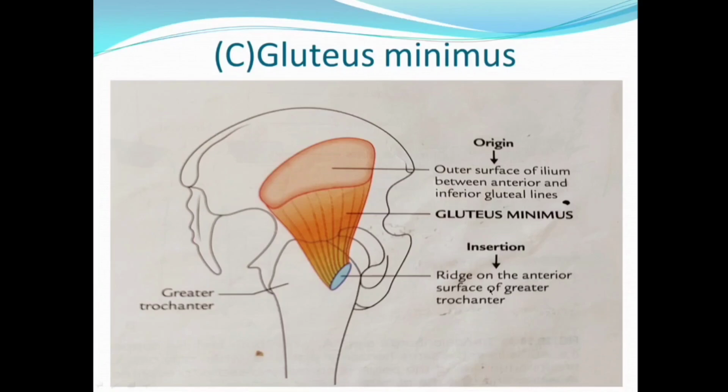The gluteus medius was arising from the ridge on the lateral surface of the greater trochanter, and it was inserting on the ridge on the lateral surface of the greater trochanter, but the gluteus minimus inserts onto the ridge on the anterior surface of the greater trochanter.